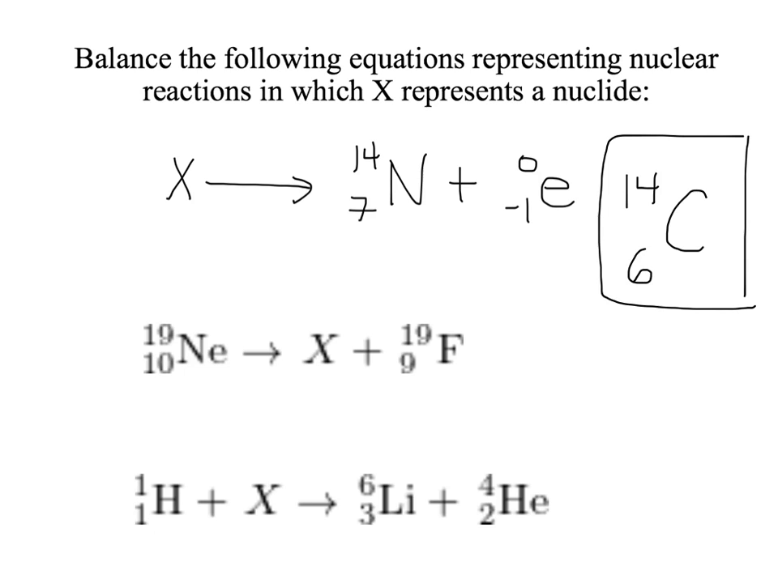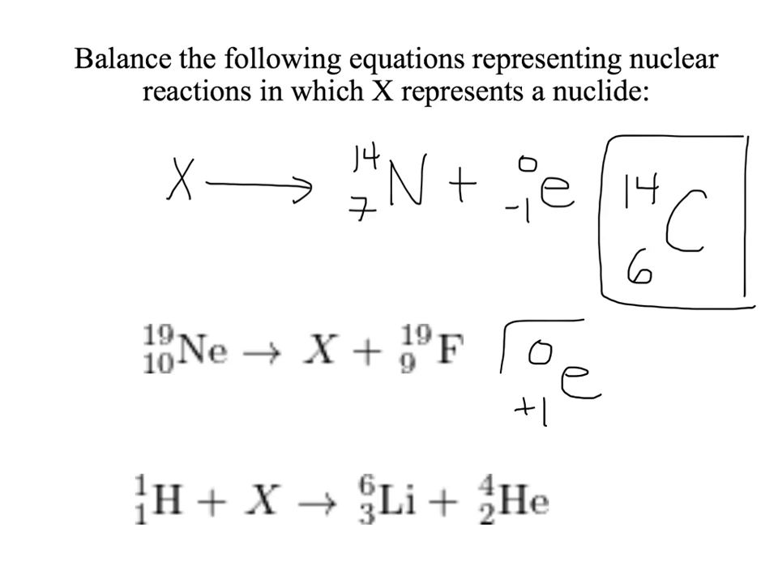So in the second example, we've got 10 as our charge on the left and 9 plus x is the charge on the right. So 9 plus 1 is 10. So we know the charge is 1. And in terms of the mass number, you should see that it has to be 0 because it's already balanced. So that should again look like a familiar particle from table O, and hopefully you've identified that as a positron.